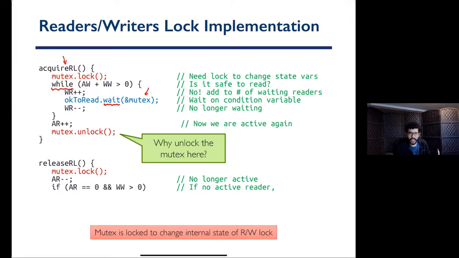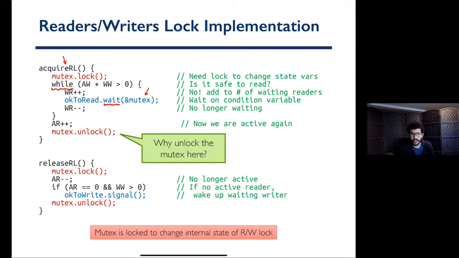If active reader is 0, it means that there is nobody else reading, so I'm the last one. And if there are waiting writers, so while we were reading, maybe some writers came and got suspended. So if there are waiting writers and no active reader, then we send a signal to them. So we say, OK to write, signal. So there are writers waiting. So we tell them that, okay, now it's safe for you to wake up because there is no active reader anymore.